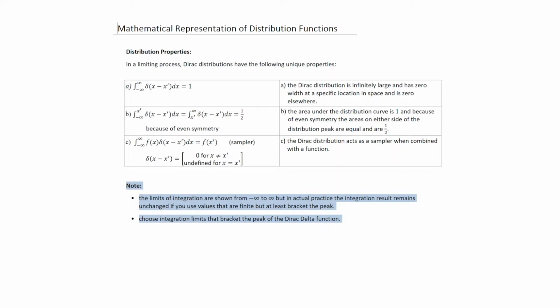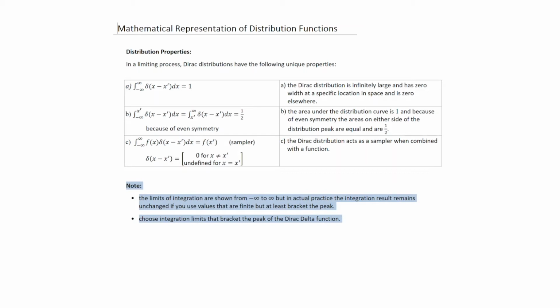B, if we have even symmetry, then if we integrate from minus infinity to x prime, which is the point of contention, and compare that to integrating from x prime to infinity of the same function, we find that they're equal to each other and each is equal to 1/2. That's because of even symmetry. Clearly, if you integrate from minus infinity to positive infinity, you get 1. Something to keep in mind.